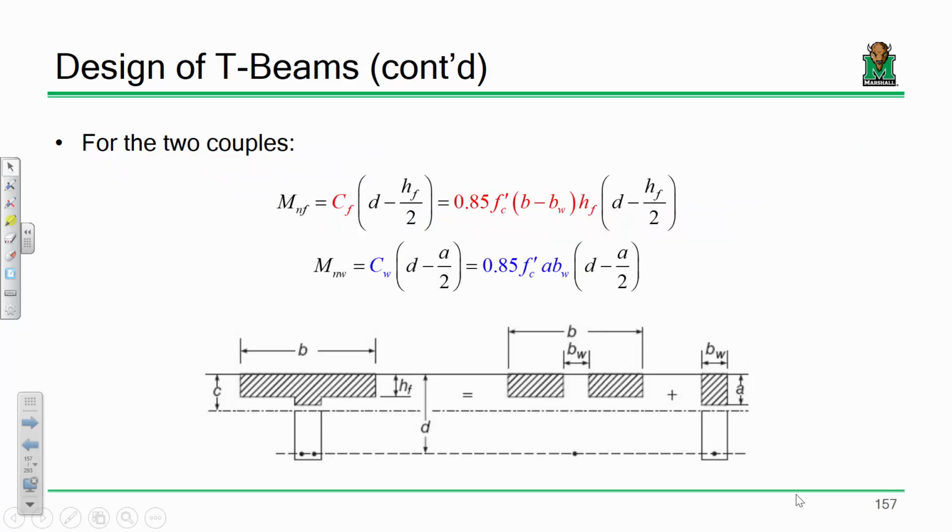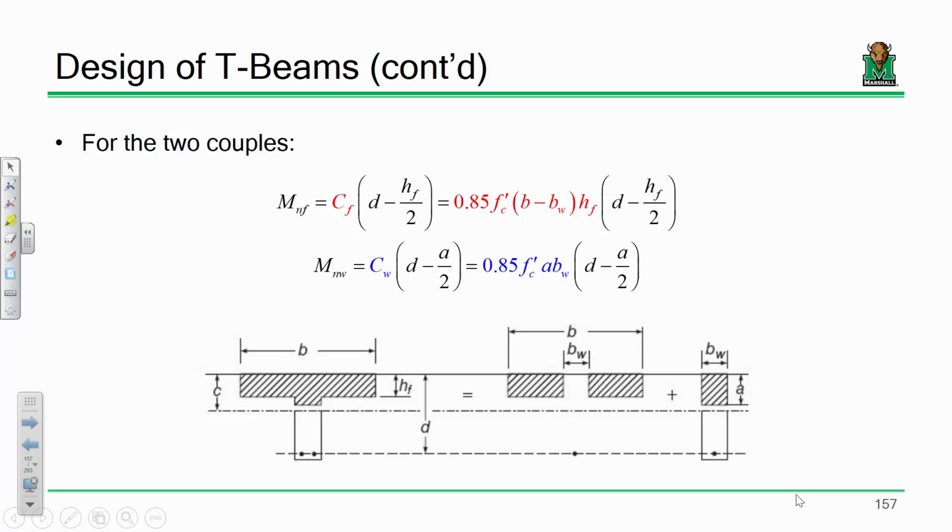So let's go back to this. Does everybody remember this? These were the formulas that we derived to determine the nominal moment capacity of each couple. The upper one is the nominal moment capacity of the flange couple. The lower one is the nominal moment capacity of the web couple. So we did this in our last example. I know it's been a while, but does everybody remember that?